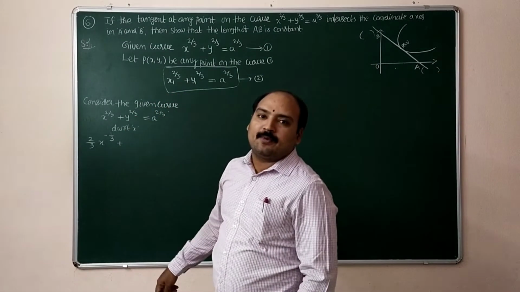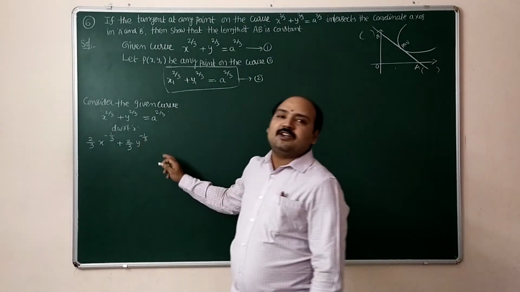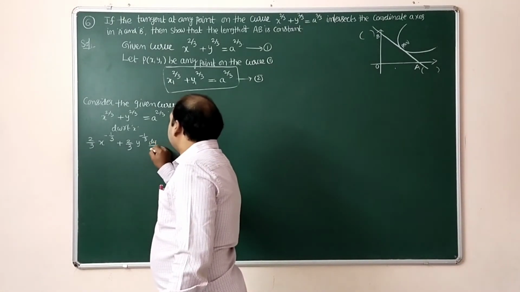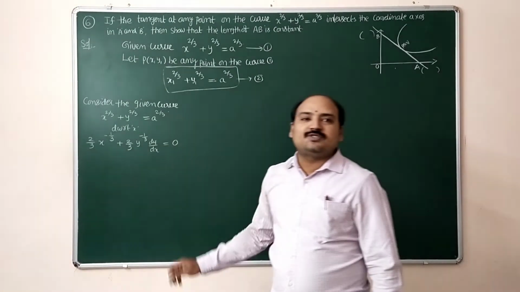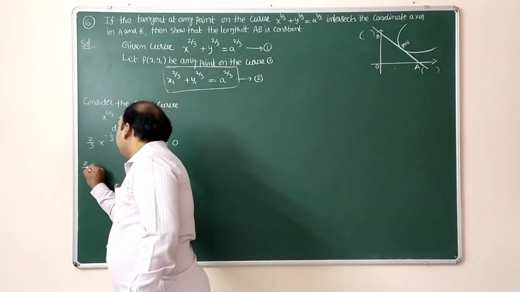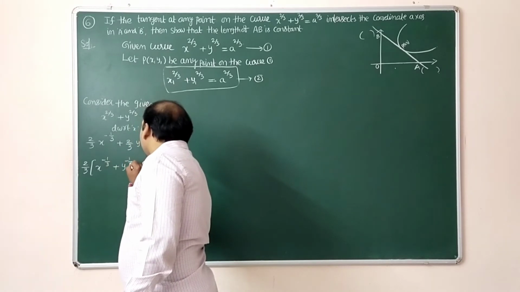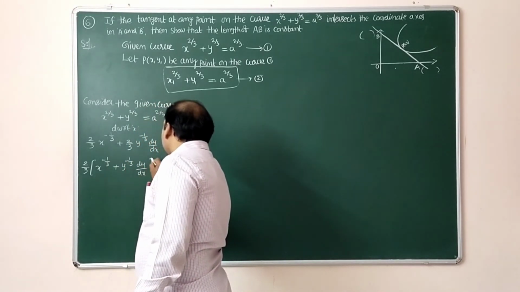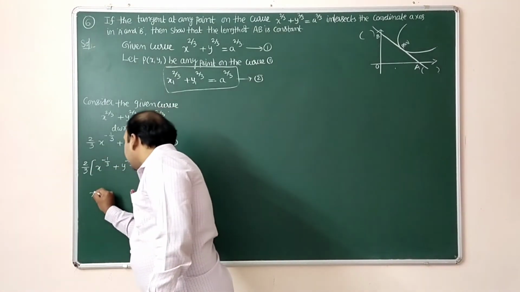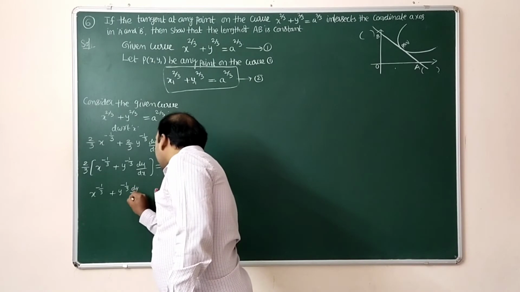Plus again the differentiation of y power 2 by 3. So 2 by 3 into y power minus 1 by 3. Again, y you have to differentiate. Other than x, whatever term we get, that you have to differentiate. So the y derivative is dy by dx. a power 2 by 3 is constant, whose derivative is 0. So from these two, take 2 by 3 common. So 2 by 3 times x power minus 1 by 3 plus y power minus 1 by 3 into dy by dx is equal to 0. So 2 by 3 we can take to the other side, and 0 divided by that is 0. So the rest of the terms: x power minus 1 by 3 plus y power minus 1 by 3 into dy by dx equal to 0.